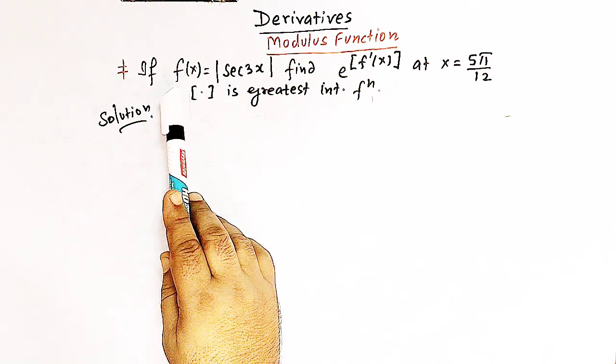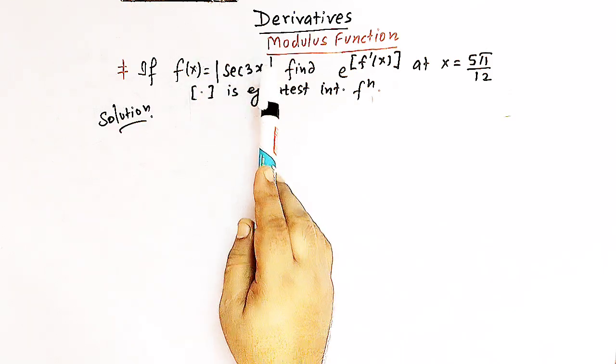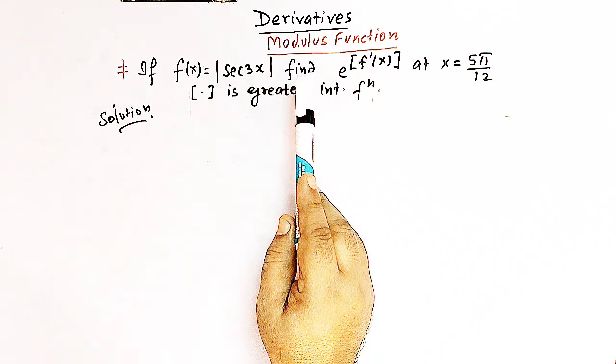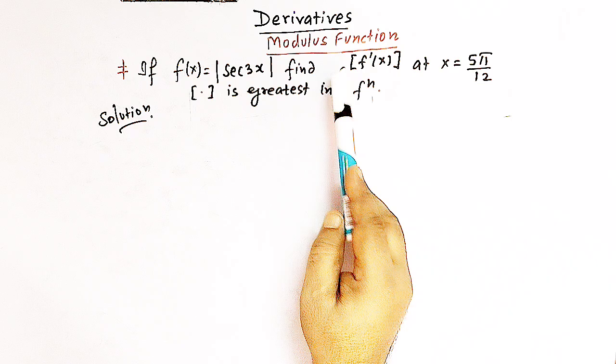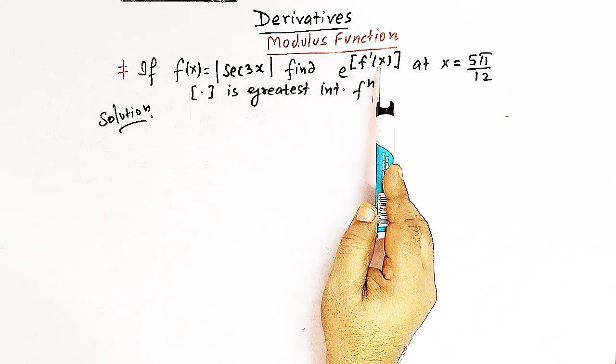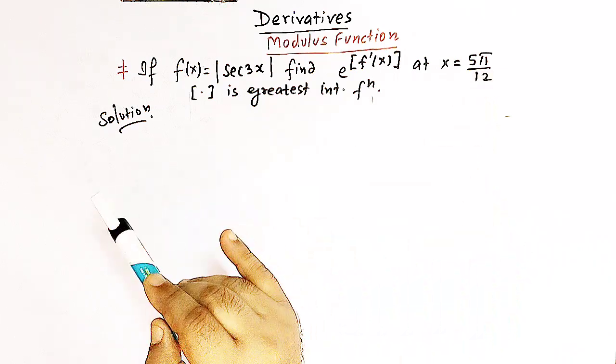So here we have a function f of x, which is given as mod of secant 3x, and we have to find the value of this expression, that is e raised to greatest integer of f prime of x at x is equal to 5 pi by 12, right?